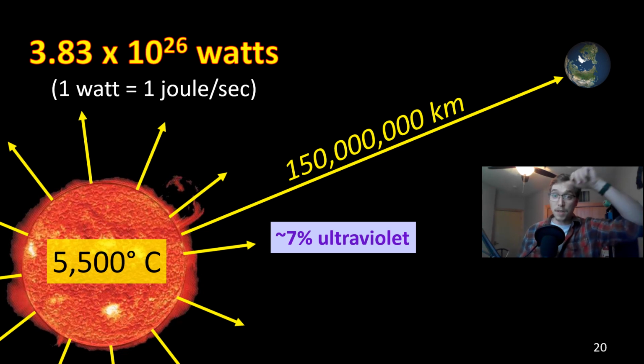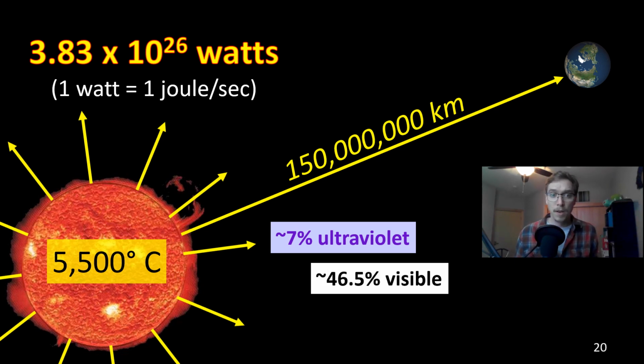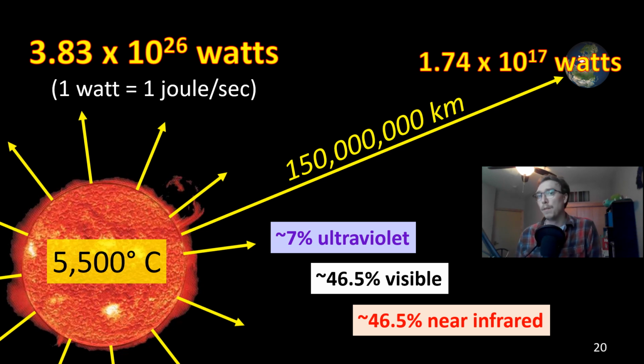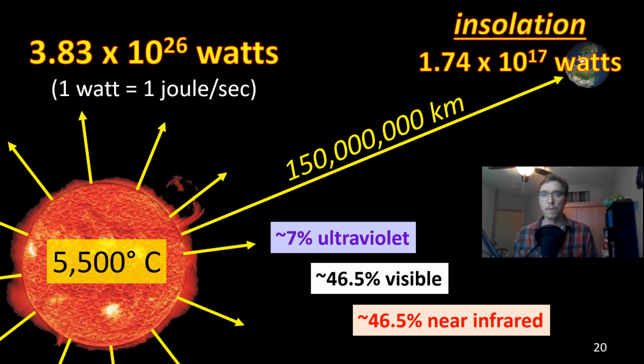About 7% of that is ultraviolet radiation. About 46.5% comes in the visible radiation form, or visible light spectrum. And then about 46.5% is in the near infrared spectrum. Earth encounters about 1.74 times 10 to the 17th watts of energy, kind of cumulatively, in the form of what we call incoming solar radiation, or insolation for short.